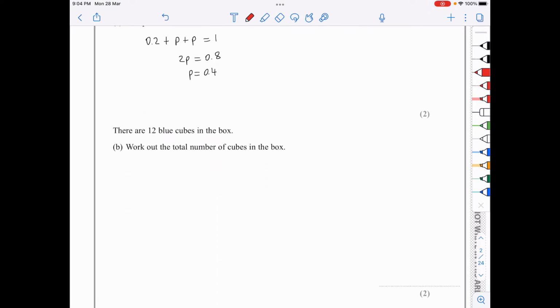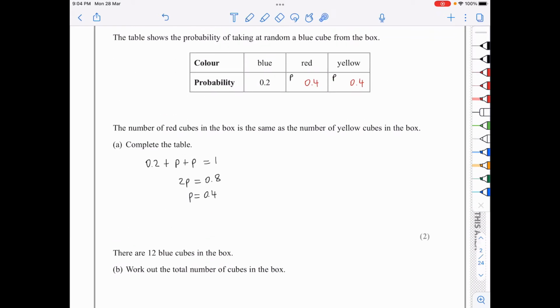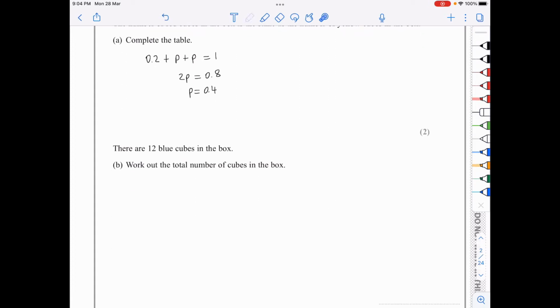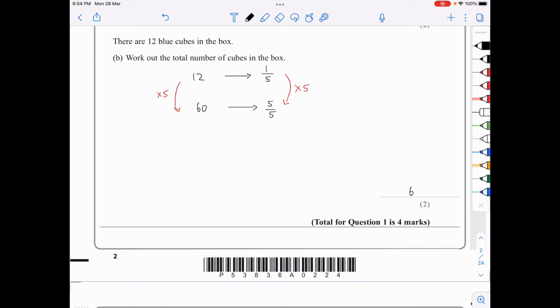Part B, we are told that there are 12 blue cubes in the box and we need to work out the total number of cubes in the box. Now looking at the table, we see that the probability of picking a blue cube is 0.2, which is a fifth. So if 12 cubes represent a fifth of the total, to go to 5 over 5, I should be multiplying by 5. So I'll do the same here, and I get an answer of 60. So there must be 60 cubes in total within the box.